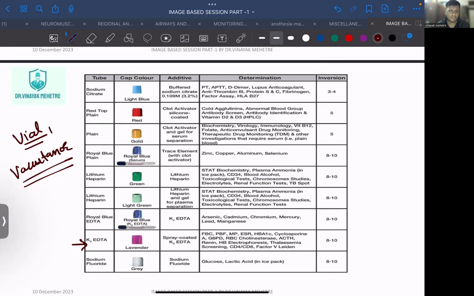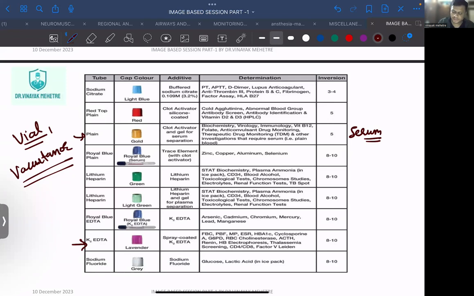Something related to serum, for example serum calcium, thyroid, serum potassium, urea, serum creatinine. Anything related to serum, the answer is always going to be yellow vial. This is also called gold. Something related to serum.